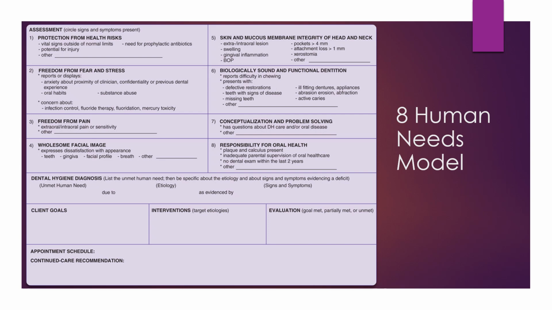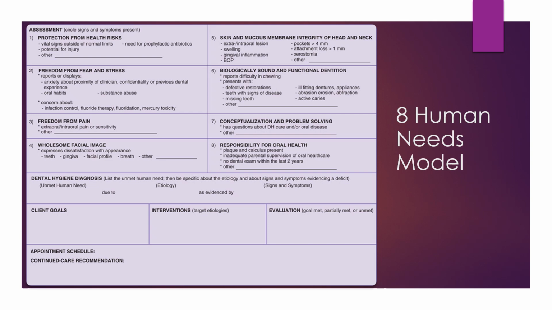So, for example, I've already collected all of my data, and I noticed on a clinical level that the patient has generalized abrasion throughout their entire dentition. So I'm looking at the human needs, and I see that under number 6, biological sound and functional dentition, there's abrasion. So I know that the sign and symptom is abrasion because I'm seeing some tooth abrasion along the gingival margin.